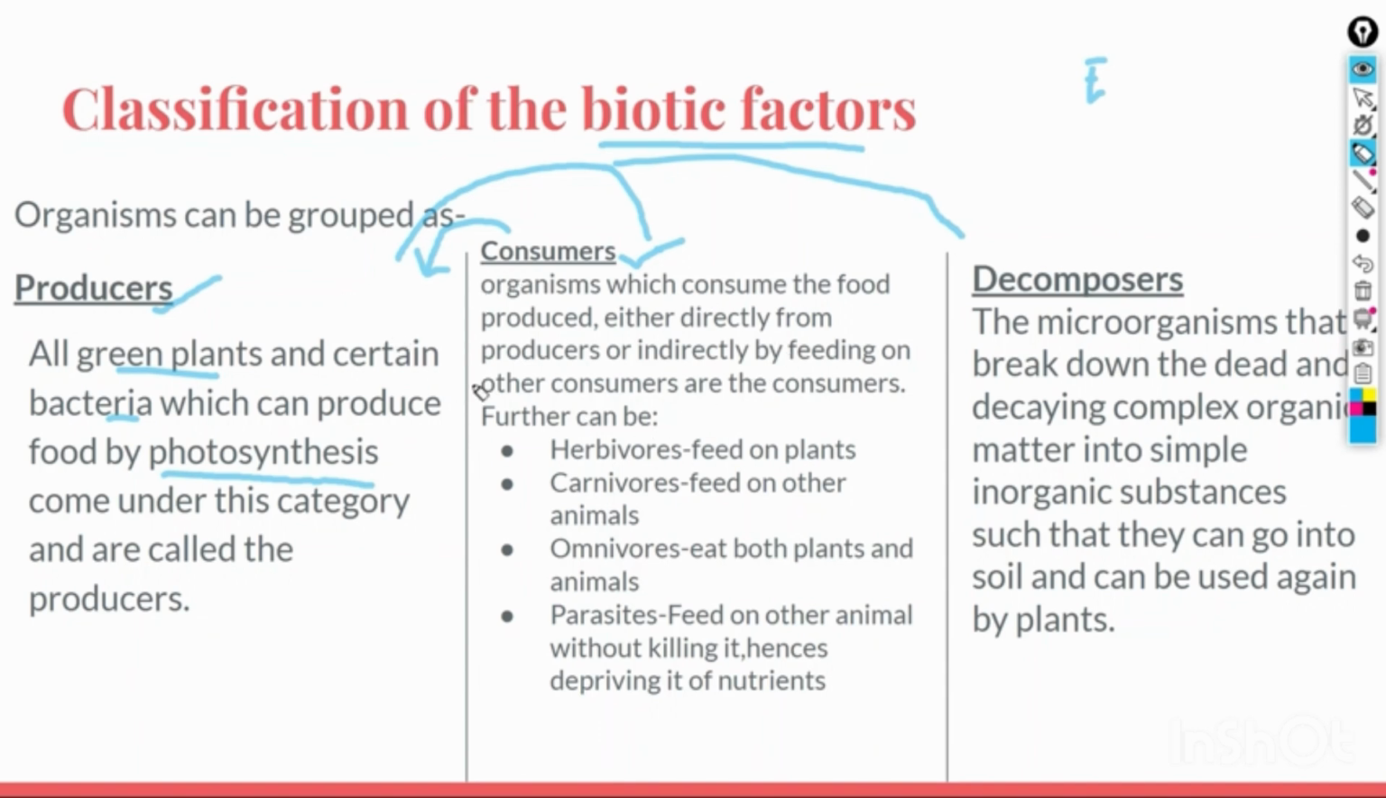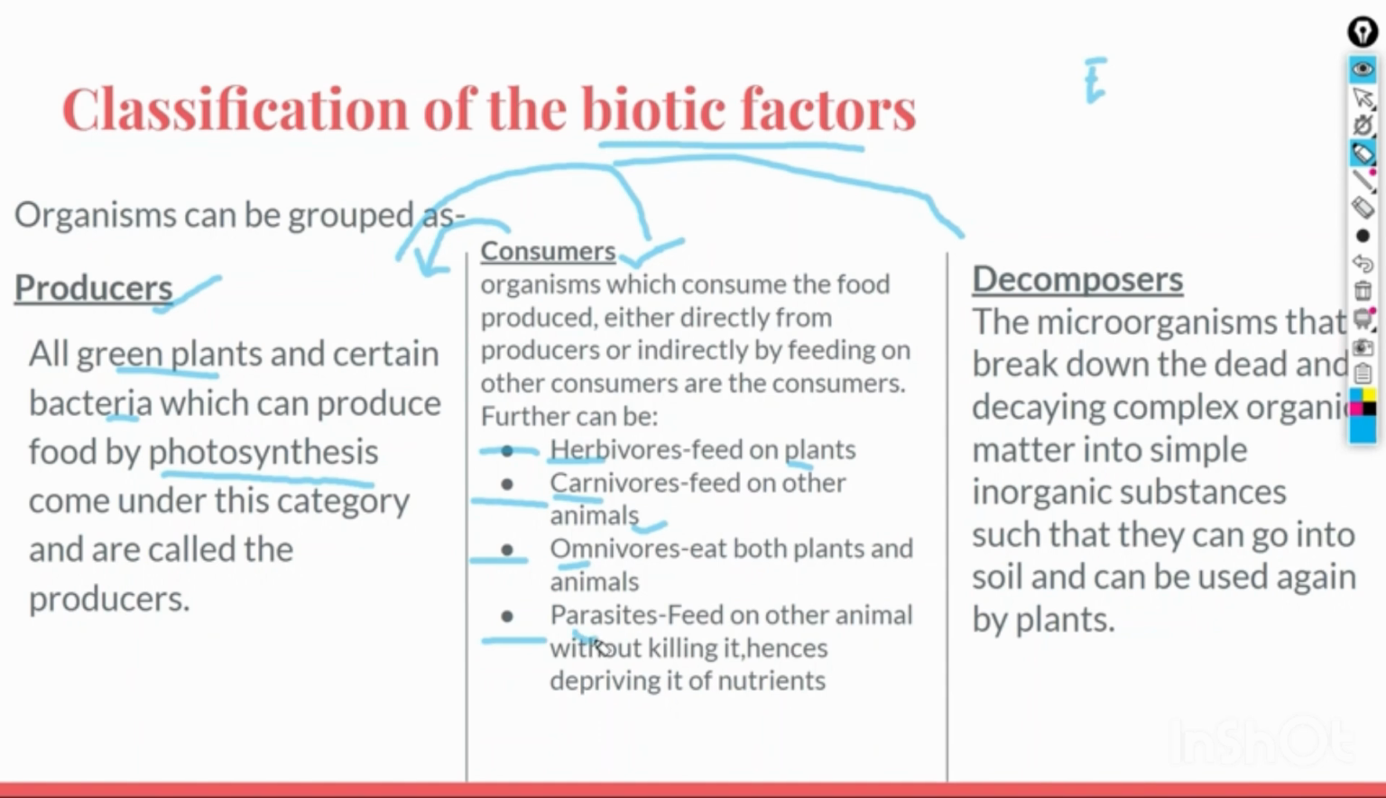These consumers can further be divided as herbivores, carnivores, omnivores, or parasites. Herbivores, the name suggests, let's break it down. The word herb means they feed on herbs and plants. We have the carnivores which feed on other animals, and then we have the omnivores. Omnivores are a mix of both carnivores and herbivores. Omnivores feed on both plants and animals.